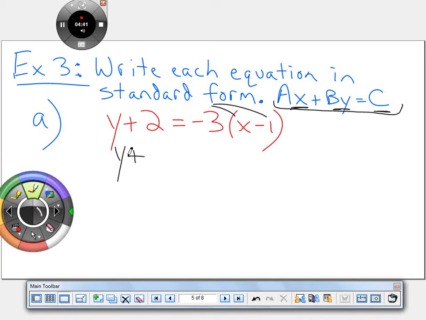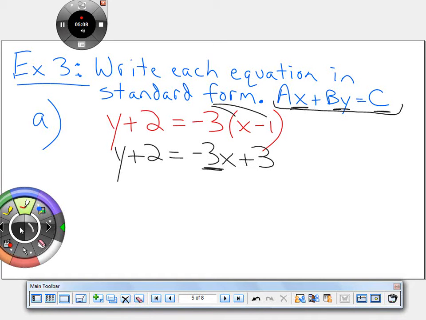So we have y plus 2. We're going to distribute the negative 3, so that's going to be negative 3x. Negative 3 times the negative 1, so that's going to be plus 3. And then remember with standard form, we have to have the x first, and the coefficient, the number in front of the x, needs to be positive, so I might as well just move it all to the left-hand side.